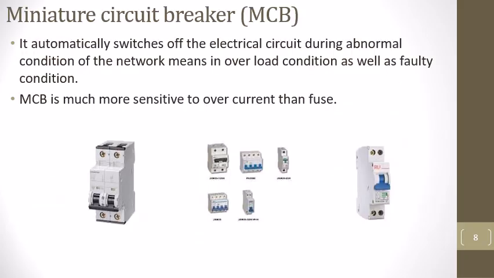Next is about the MCB, that is miniature circuit breaker. So it automatically switches off the electrical circuit during the abnormal conditions of the network. So that means overload conditions as well as faulty conditions. That is, the MCB is mainly used to shut down or cut off in case of abnormal conditions, overloads or faulty conditions. So MCBs are more sensitive to overcurrent than the fuse.